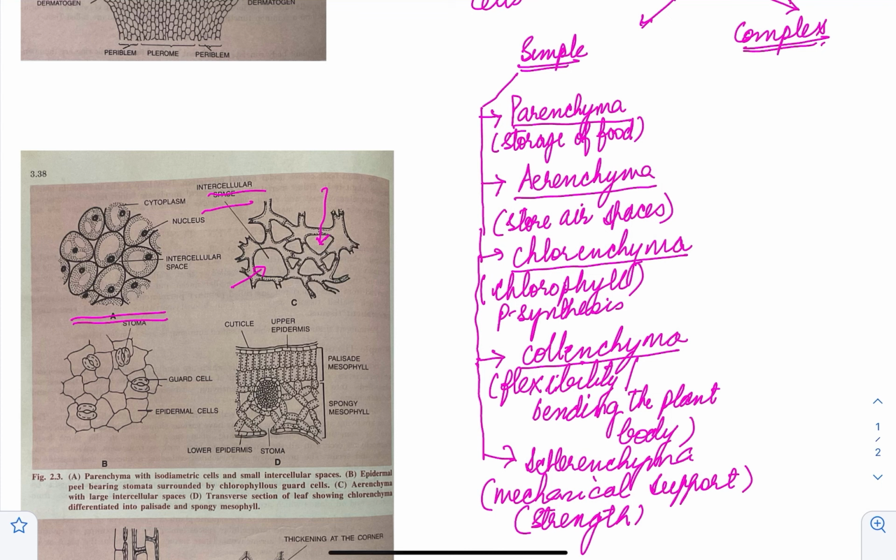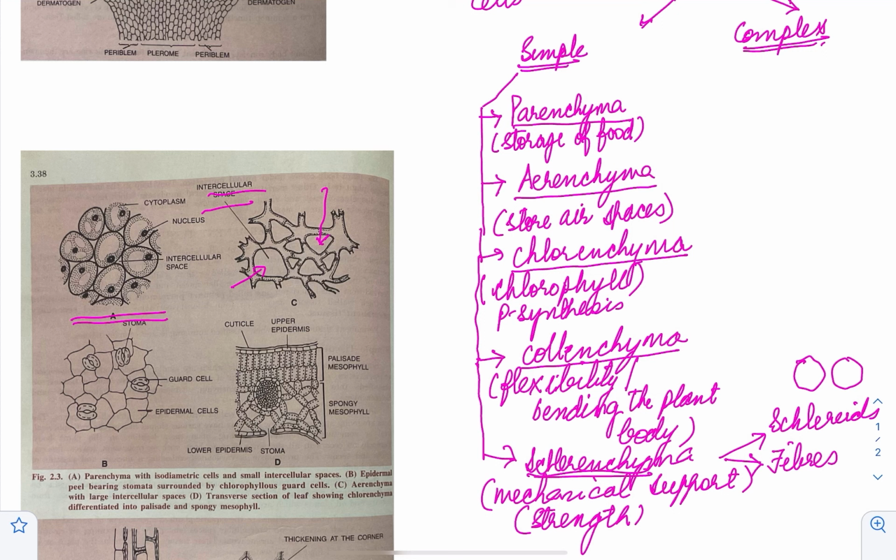So basically this further is of two types. One is sclereids and the other one is, any guesses? Fibers. So sclereids typically consist of rounded cells with thickenings. So these are the sclereids. And fibers are longitudinal cells having thickenings on the sides, right? So these are fibers. So basically these are both parts of sclerenchyma tissue.